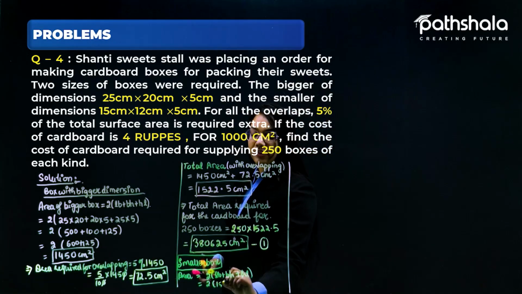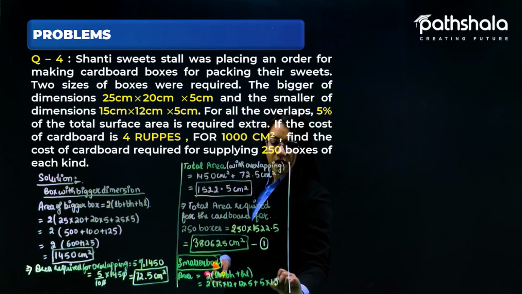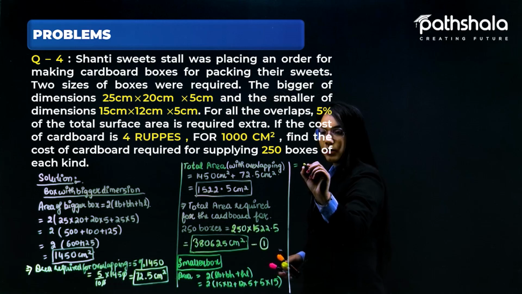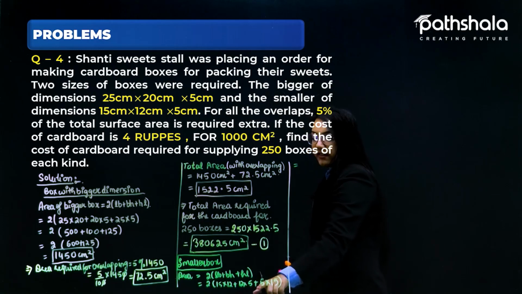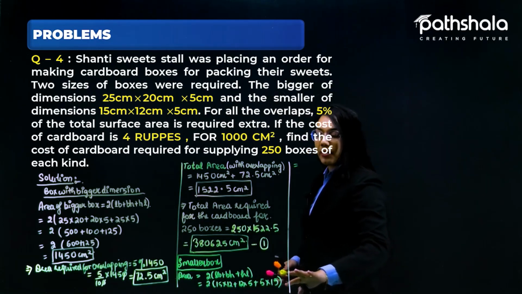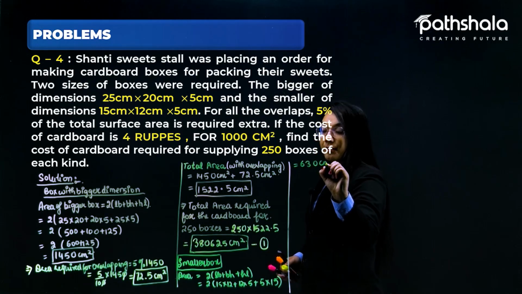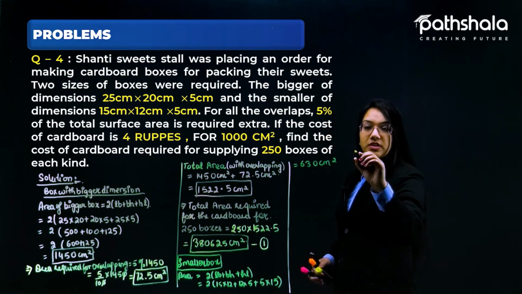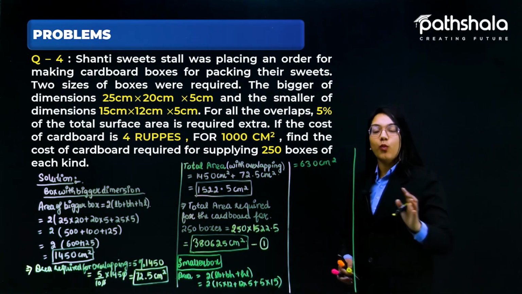So this would be 15 into 12 plus 12 into 5 plus 5 into 15, and when we sort out all the values over here, we have 2 and 15 into 12, further 12 into 5, further 5 into 15. When we add up all these values, we will get the answer as 630 centimeter square. This is nothing but the area of one smaller box.